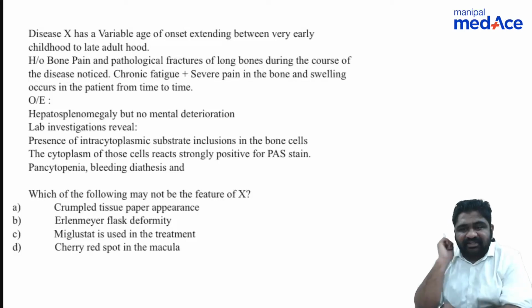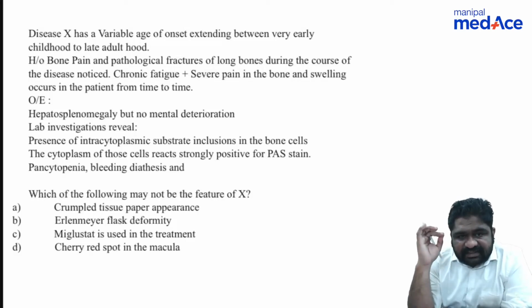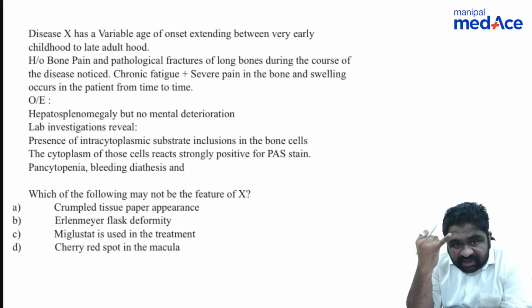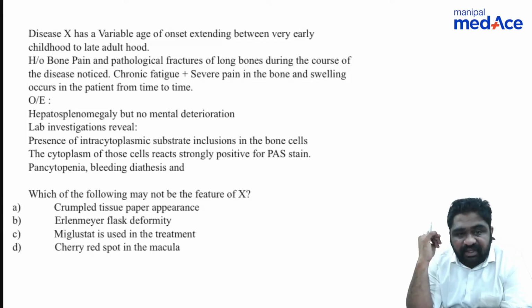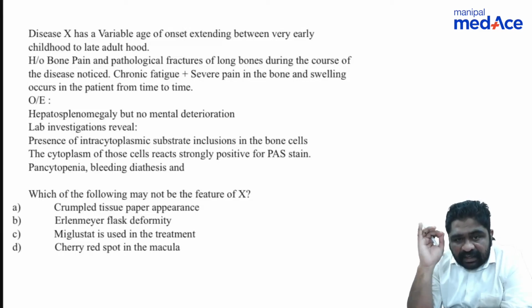Now you should be able to answer this question. Come on. Disease X has a variable age of onset extending from very early childhood to late adulthood. A history of bone pain and pathological fractures of long bones is noticed during the course of the disease. Chronic fatigue is seen. Severe pain in the bone and swelling occurs from time to time. On examination, hepatosplenomegaly is seen, but no mental retardation. Lab investigations reveal intracytoplasmic substrate inclusions in bone cells. The cytoplasm of those cells reacts strongly positive for PAS stain, that is periodic acid-Schiff stain. Pancytopenia and bleeding diathesis are noticed.